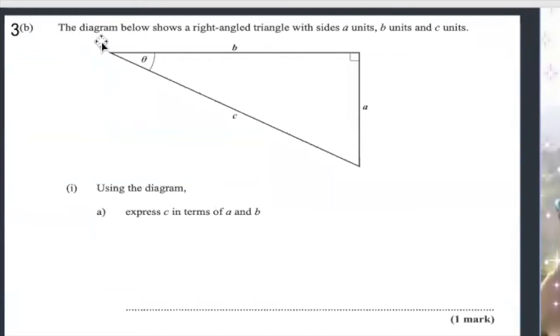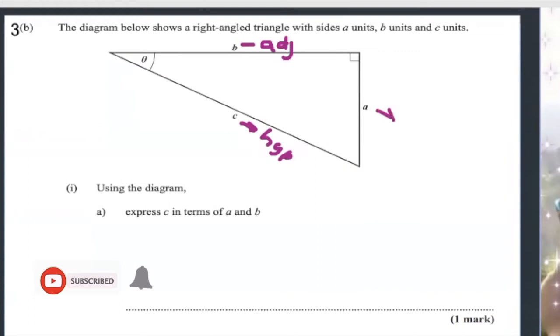For question 3B, the diagram below shows a right-angle triangle with sides A units, B units, and C units. Now, for this, we can see that it's a right angle triangle. This is 90 degrees. We have the angle theta. Theta has a side B, which is called the adjacent side. So this we can label as ADJ, which is the adjacent. C is basically the hypotenuse. I'm going to label it as HYP. So that's the hypotenuse, which is considered to be the longest side on this right angle triangle.